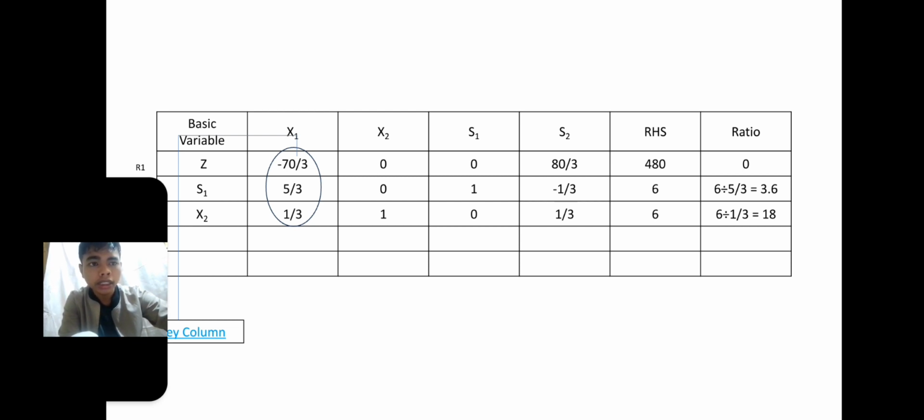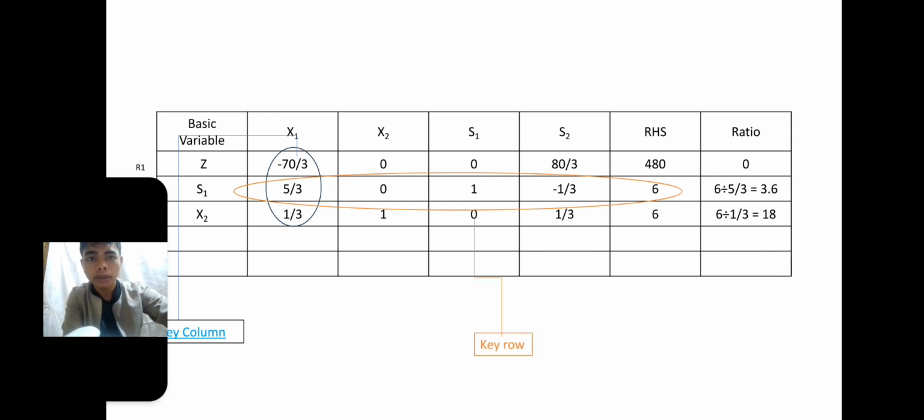6 divided by 5/3 is equal to 3.6, whereas 6 divided by 1/3 is equal to 18. To look for the key row, always use the smallest value in the ratio, and that is the 3.6. That will be our key row.